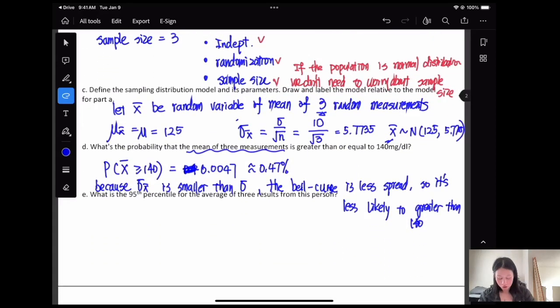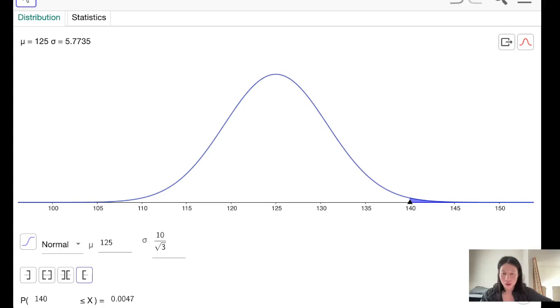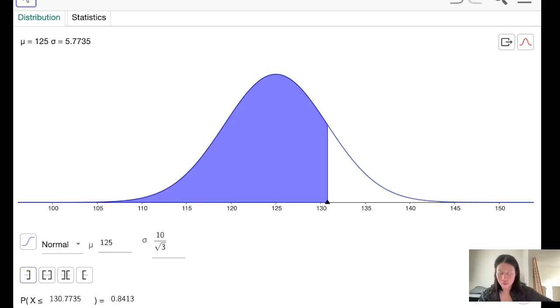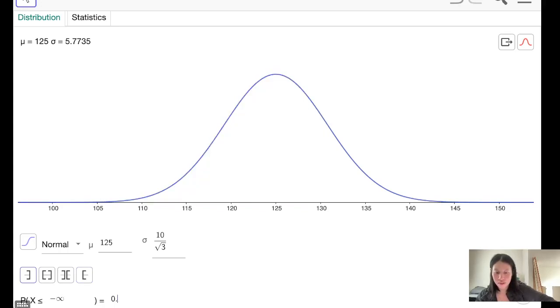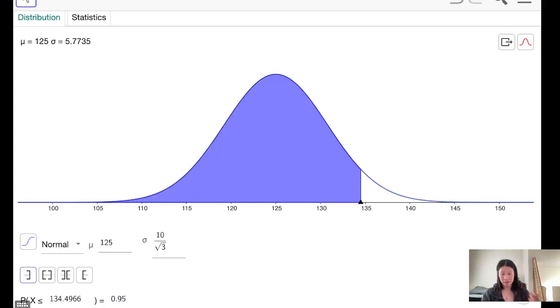Okay, so what is the 95th percentile for the average of these three results from the person? So now let's look at GeoGebra. We want the 95th percentile, so that means we want most of the data to be less than it. So it should be 134.5. So if you're greater than 134, that means it's going to be in the 95th percentile.